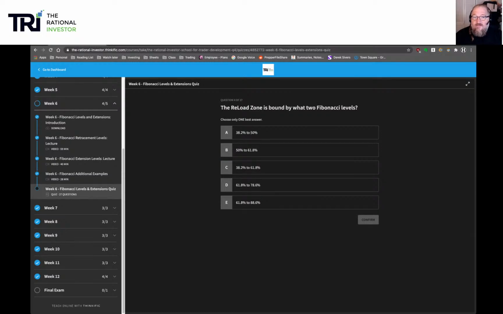And then the reload zone is bounded by which two Fibonacci levels? That's the 61.8 and the 78.6.